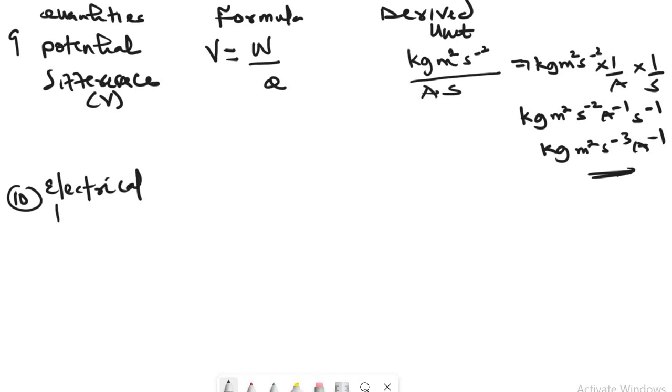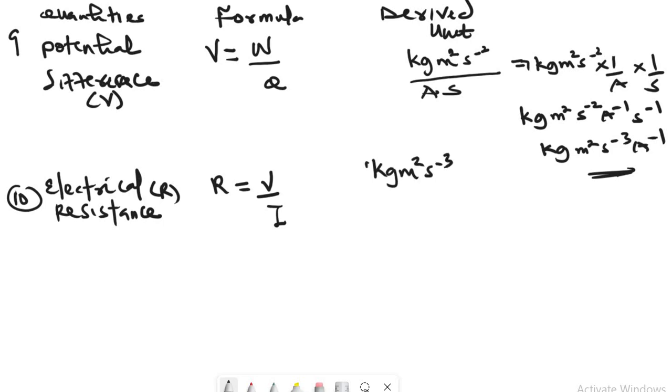Number 10, let's see electrical resistance. I'm doing enough examples so it will help us when solving past papers. Electrical resistance, according to Ohm's law, resistance symbol is R, is voltage over current. That's potential difference over current. What we just derived earlier for potential difference is kilogram meter squared second to the minus 3 ampere to the power minus 1.